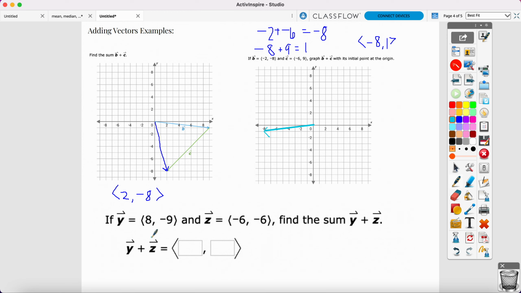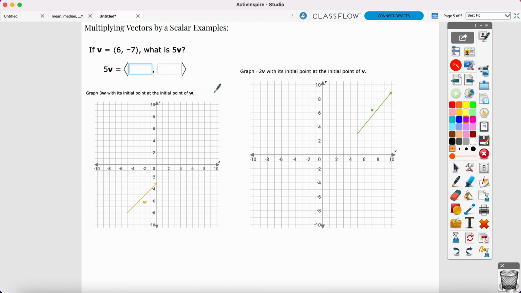Okay, and then the last one, we don't have to do the graph. So just like we did before, we have 8, negative 9, and negative 6, negative 6 as our vectors y and z. If we find the sum, we just add those components. So 8 plus negative 6 is 2. And then adding our y components, we have negative 9 plus negative 6, which is negative 15, and that's our answer.